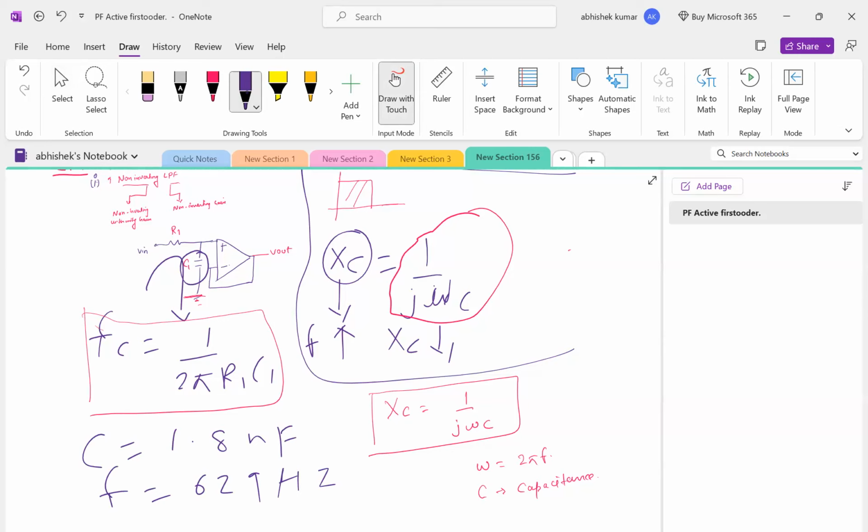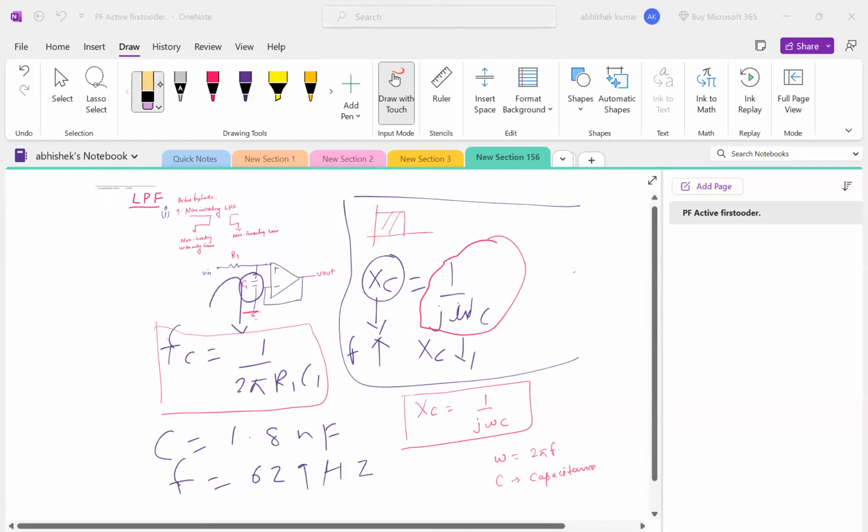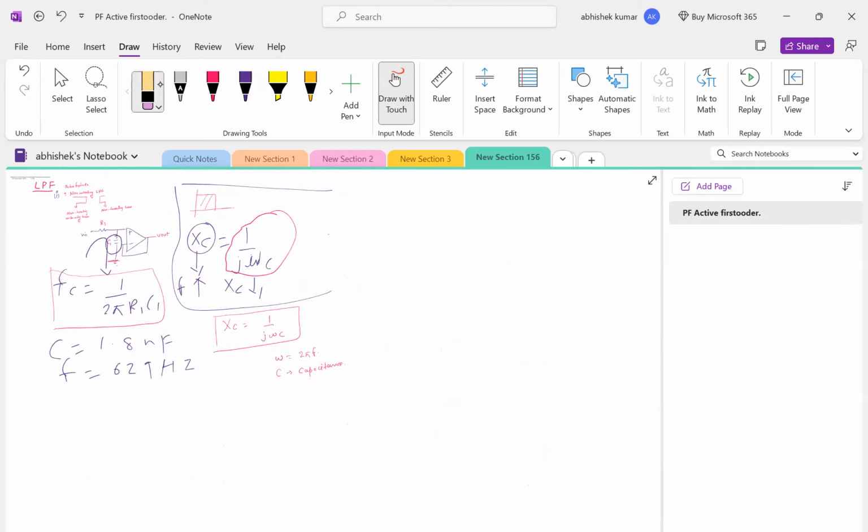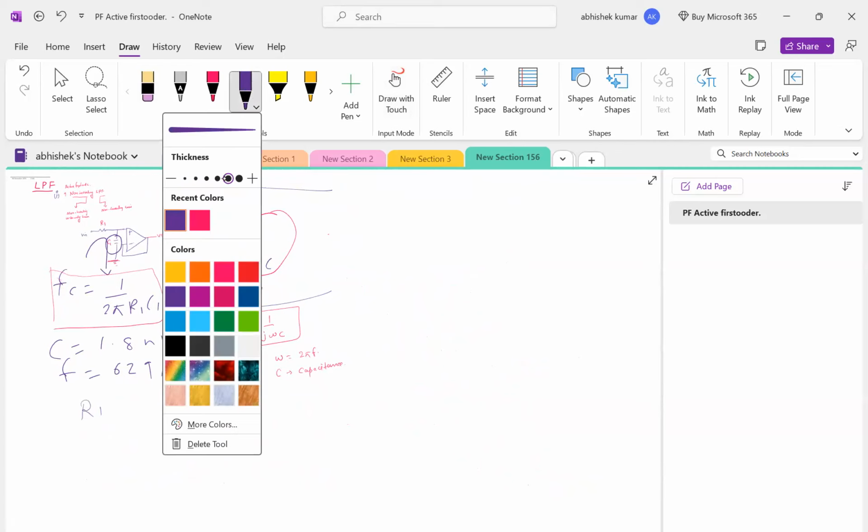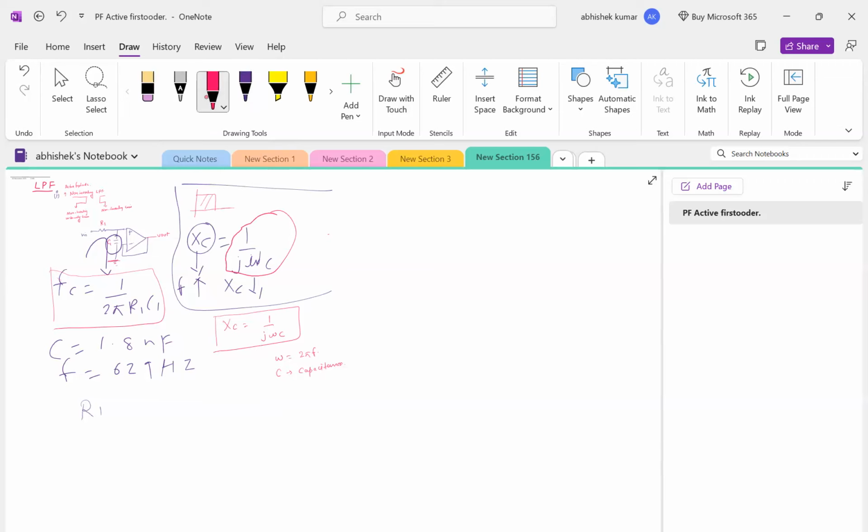You're asking the R1 value? Yes, the R1 value I'm asking. So it will be 1 by 2 pi FC. You can calculate it, or do you want me to calculate? I don't have a calculator, but it is straightforward.